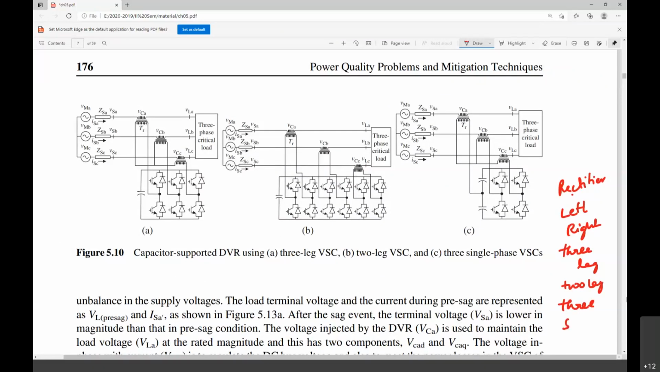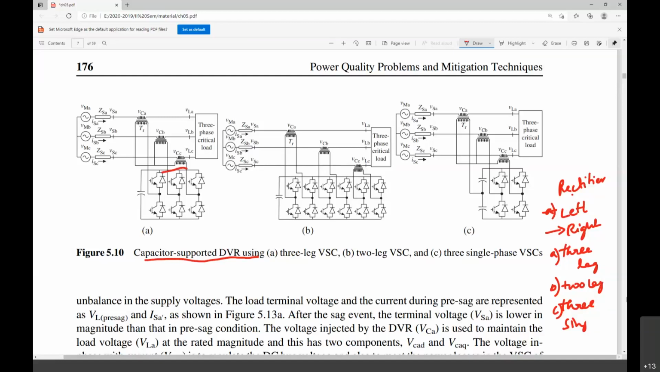This is A and B and C. A is about the left shunt and the right shunt, and we have seen about the battery energy storage. Now it is about the capacitor supported DVR. This capacitor supported DVR is not used in a practical scenario. It can be used for research purposes. The same things mentioned for the rectifier supported DVR apply here.